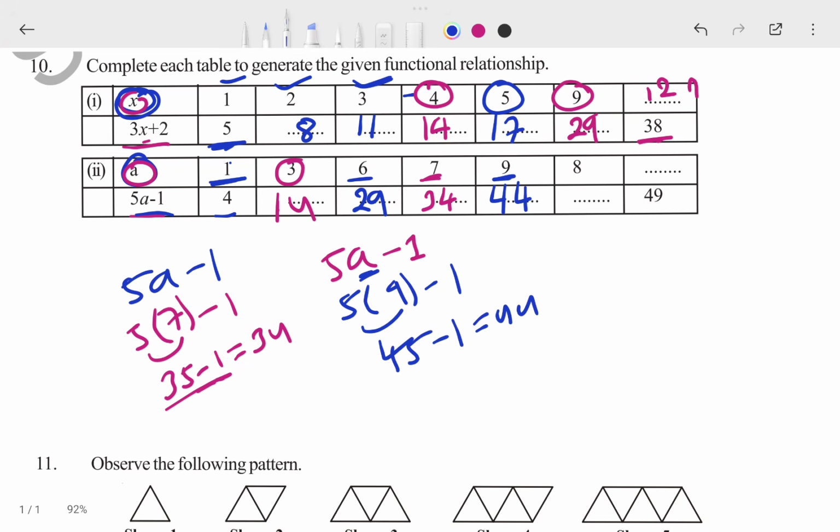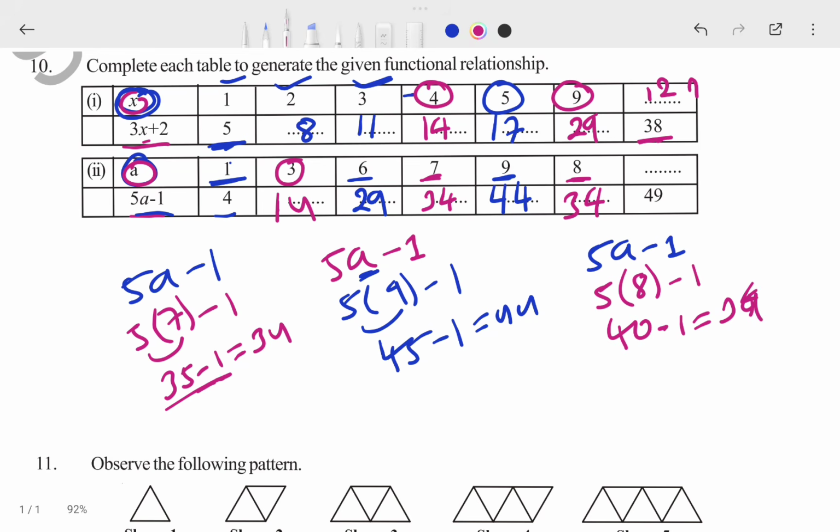Okay, right. So here it is given 5a minus 1. In the place of a, it is given 8, so it is going to be 5 into 8 minus 1. 8 5s are 35, minus 1, it is going to be 34. Oh no, sorry, I'm sorry, 8 5s are 40, and minus 1, it is going to be 39. I'm really sorry for that, it's going to be 39. Sometimes I make mistakes. Okay, so now it is clear.